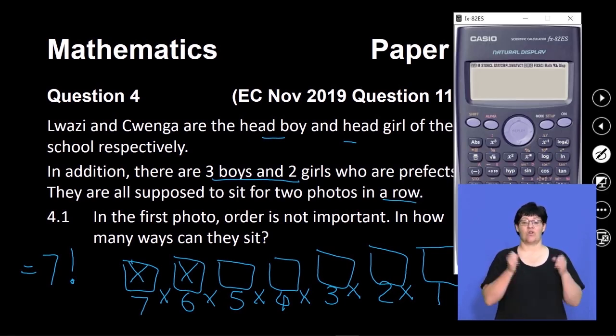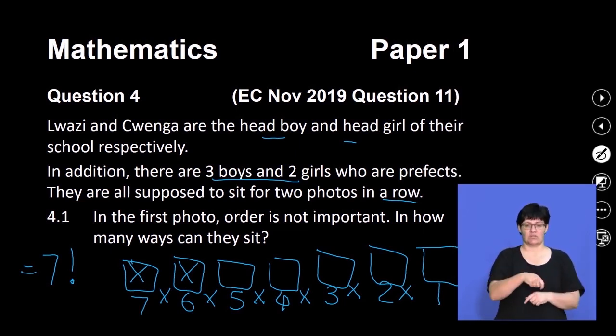All right, so all we need to do now is put that on our calculator. So we've got 7 factorial, and that is equal to 5,040. So that's our final answer: 5,040 ways.